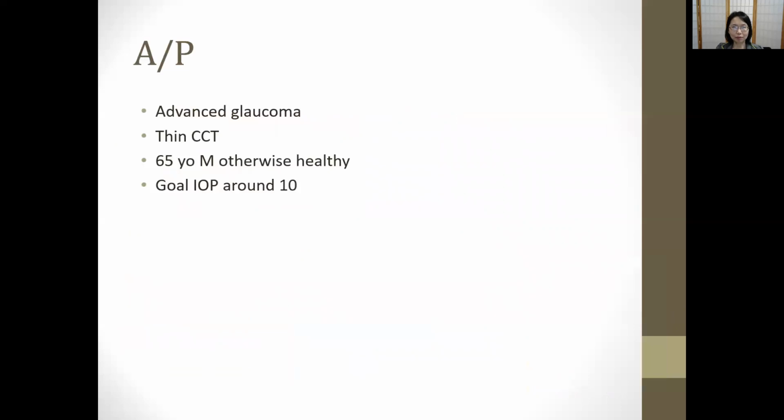So the way I think about target IOP is that this is a patient with advanced glaucoma and thin CCT. He happened to be a 65-year-old, otherwise healthy male. And so the goal IOP should be much lower. So I would like the goal to be around a pressure of 10.